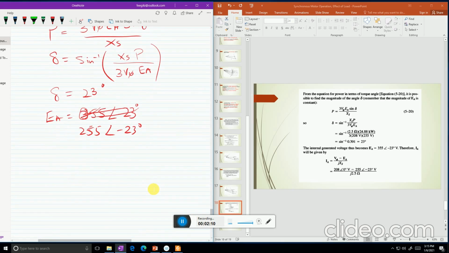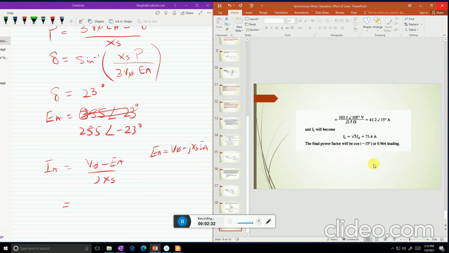So from here IA is V phase minus EA over jXS, from this formula V phase minus jXS IA. By solving this, IA will become 41.2 angle 15 degree. Now you can see the magnitude of the current will increase as load increases, but its power factor decreases.